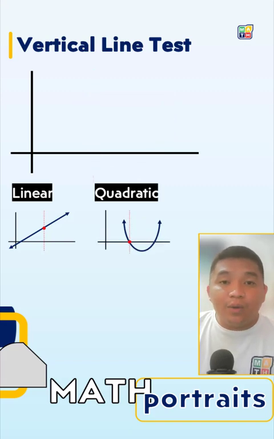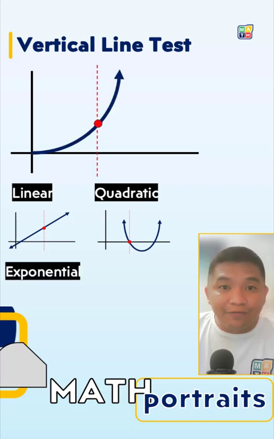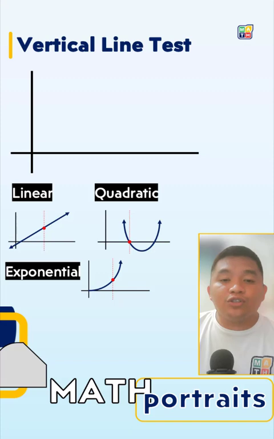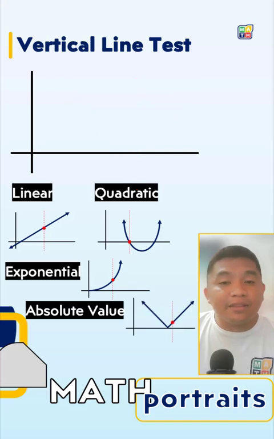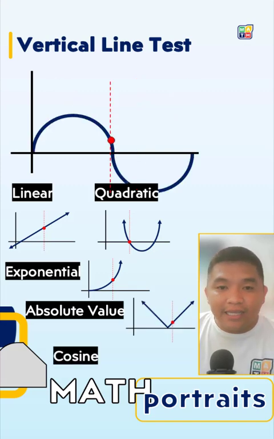Aside from this, we could also have other graphs, including the vertical line test. We have the exponential graph, only one intersection. We could also have the absolute value function. We only have one intersection. And even trigonometric functions, let's say cosine, even if it's almost debatable that there are some intersections, there's only one intersection, and cosine is also considered a function. This is all according to the vertical line test.